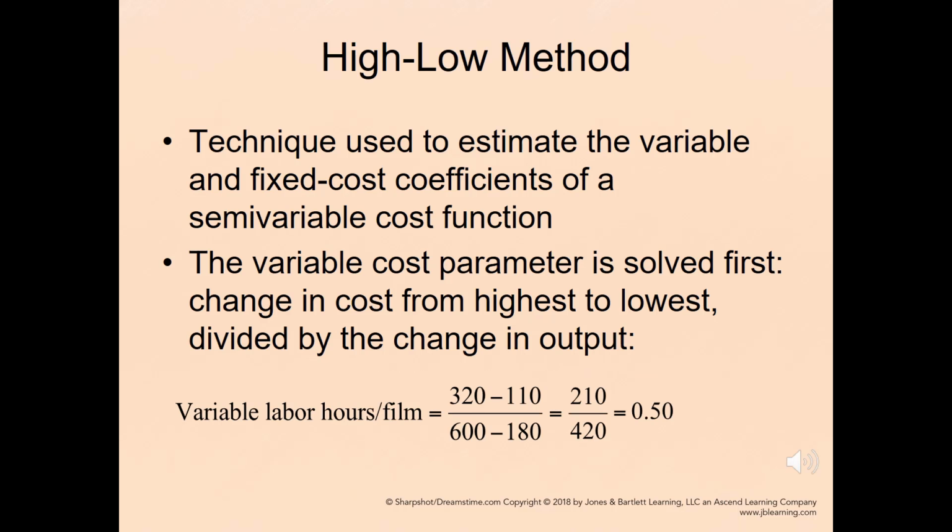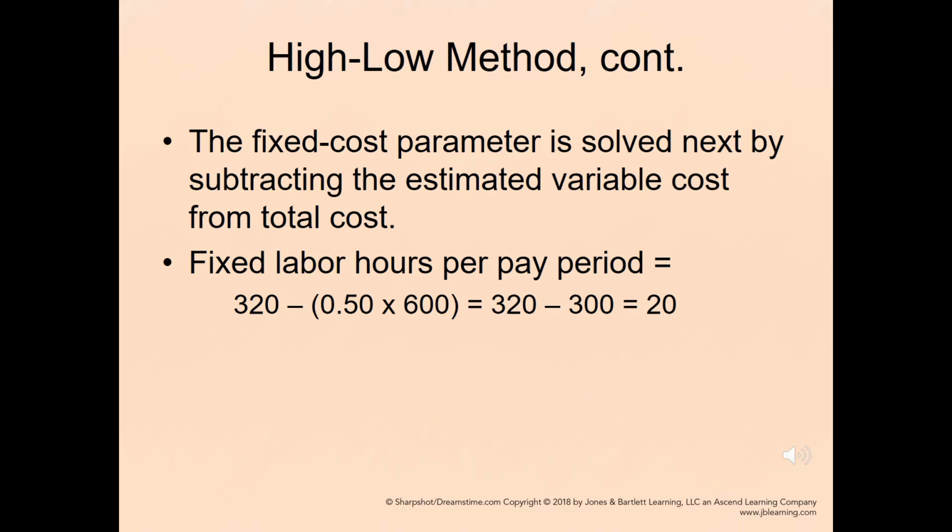The high-low method is a technique used to estimate the variable and fixed cost coefficients of a semi-variable cost function. The variable cost parameter is solved first: change in cost from highest to lowest divided by the change in output. The fixed cost parameter is solved next by subtracting the estimated variable cost from total cost.